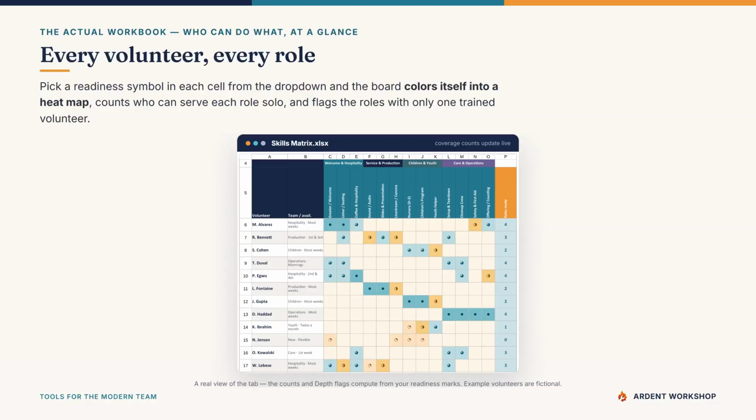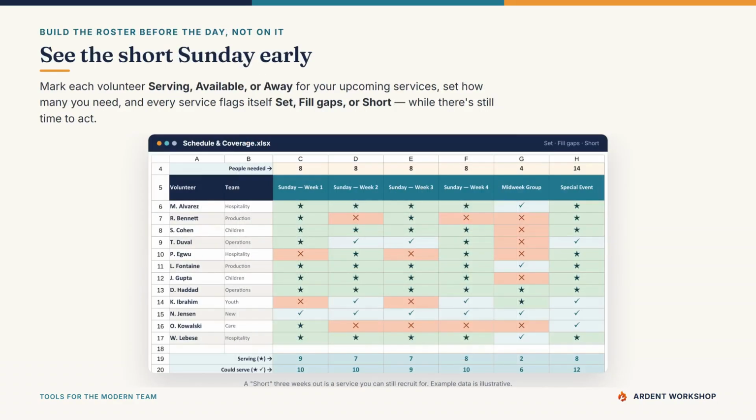Your volunteers run down the side, your roles across the top. Pick a readiness level in each cell, and the board colors itself into a heat map. It counts how many people can serve each role on their own, and it flags the roles where only one volunteer is trained. Then build the roster on the Schedule tab.